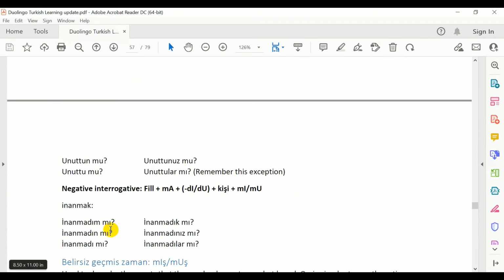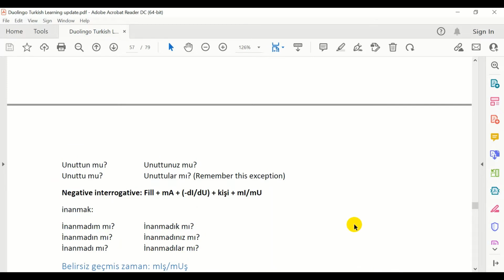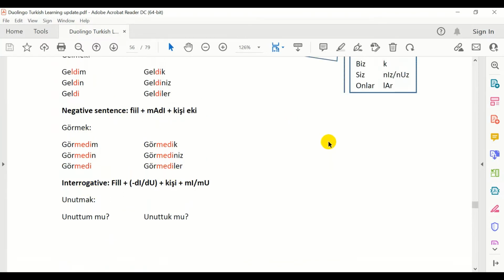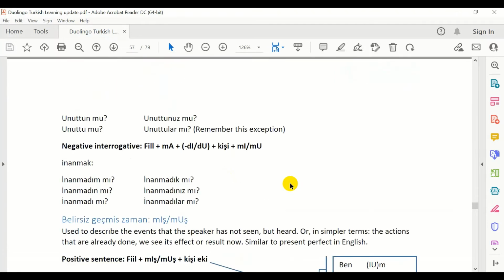Here, inanmadım mı, inanmadın mı, inanmadı mı, inanmadık mı, inanmadınız mı, inanmadılar mı? Very simple. After the negative sentence, add the question suffix. And with an interrogative sentence, if it is positive, after the positive sentence, add the question suffix. As simple as that.